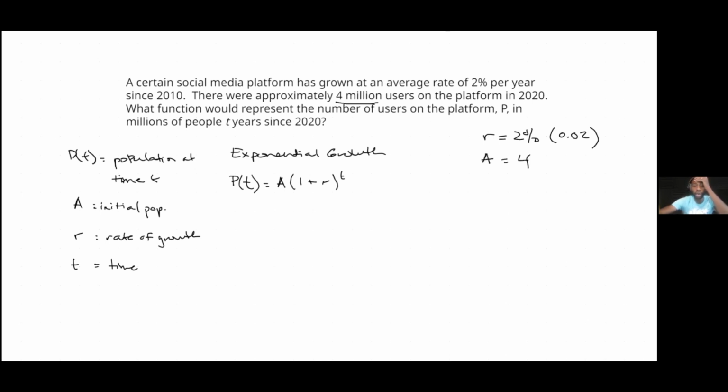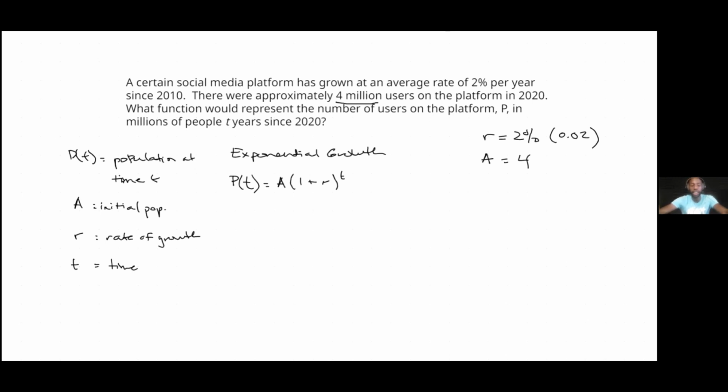But we're just going to write 4 because the answer is going to be the number of users on the platform in millions. So when it says in millions, you don't write all the zeros there. It's just going to be whatever whole number, and it's understood as that many millions. What function would represent the number of users on the platform, P, in millions of people, T years since 2020? So we have R, we have A, we're looking for P, and it doesn't really matter what T is because we're just setting up an equation.